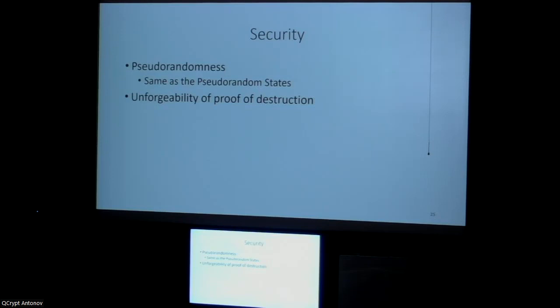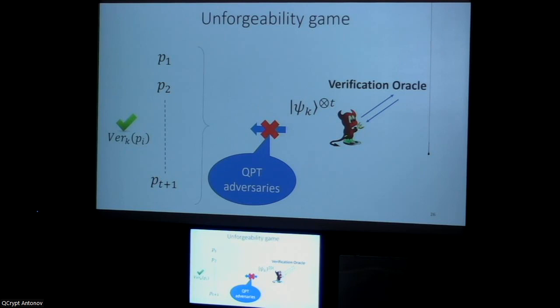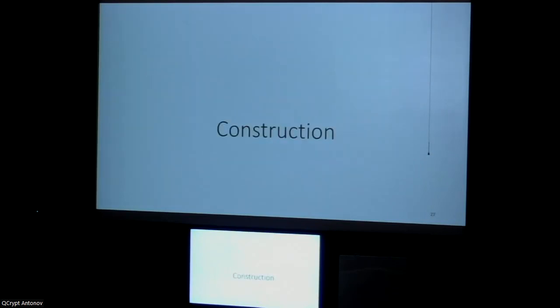So what is that? This can be expressed as the following unforgeability game, where the adversary gets access to, let's say, t many pseudo-random states psi_k. So the challenger samples a key at random and gives t copies of psi_k. And then the adversary receives psi_k tensor t and also has access to the verification oracle. And now his goal is to generate t plus 1 distinct proofs such that all of them pass verification. And we say that this family of states is unforgeable if there is no QPT adversary who can win this game except with negligible probability. Okay, now let's look into the construction.